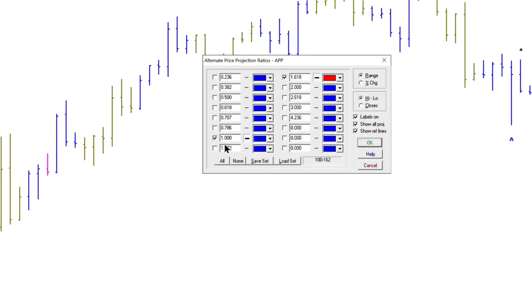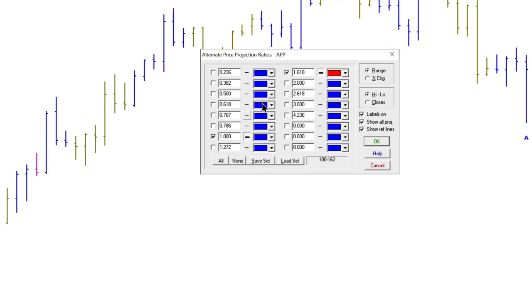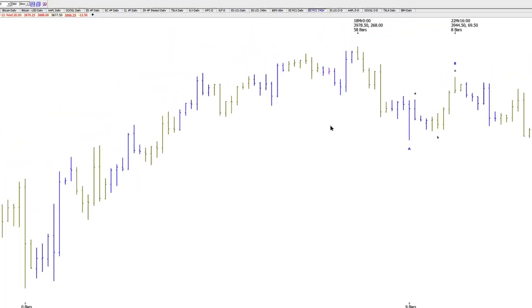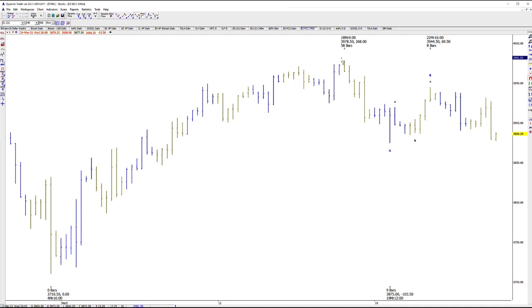We're going to measure that range by 100 and 162. We're going to do it by range. We can do it by percentage change, and I'll do some percentage change later in this chapter and show you the differences. We can choose between high-low or closes, and then, of course, the descriptive labels. So let's just do our basic alternate price projections of 3 points.